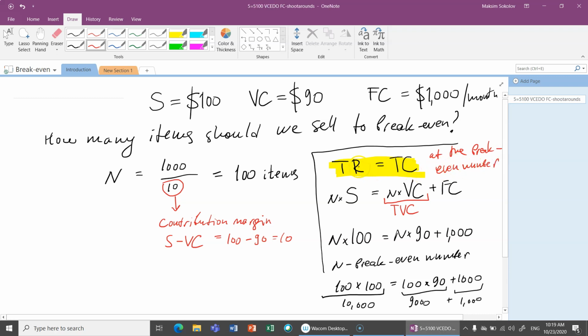It's important to understand that total revenue equals total cost at the break-even number. So it's not always that total revenue equals total cost. It's only at the break-even number of units that total revenue will be equal to total cost. And to clarify this relationship, you can use this example and analyze it.